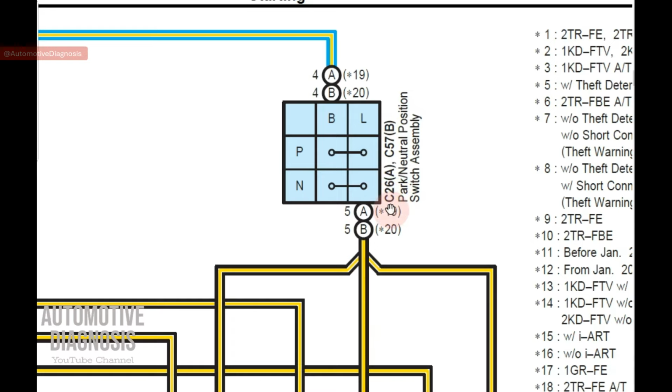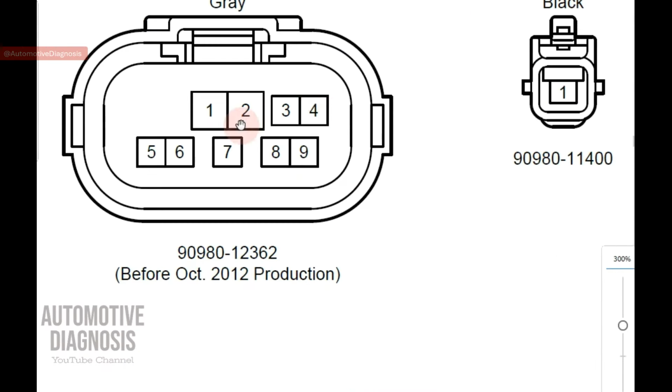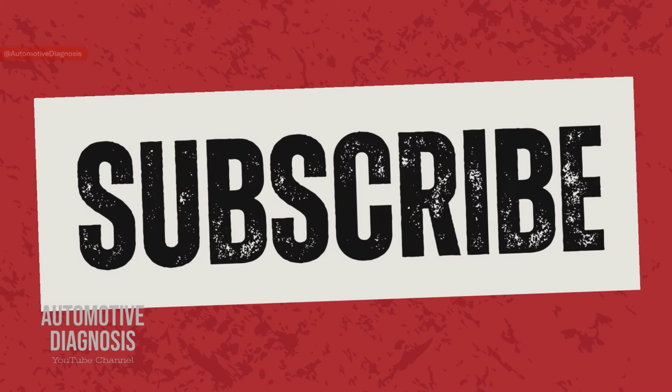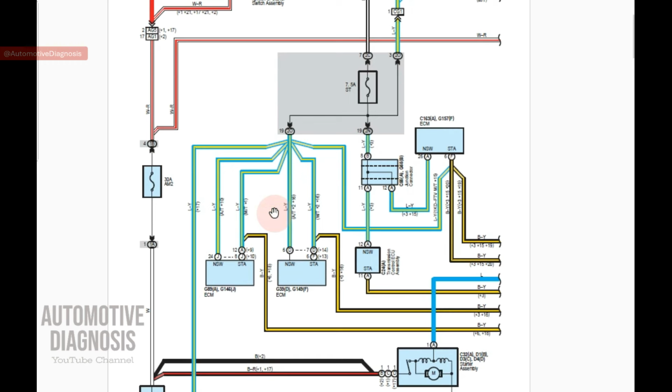For example, C26. So this is C26, and we have the pin numbers right here. We can just figure it out. We can find the information, and the pin number locations are here as well. So nothing really complicated so far. I'm going to have a look at another diagram to tell you something about this.